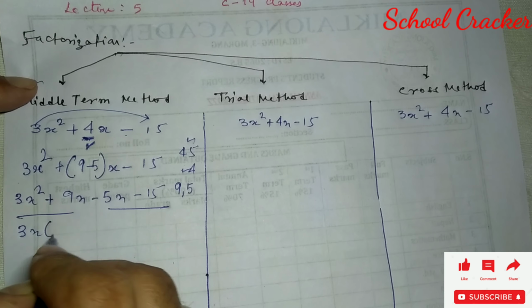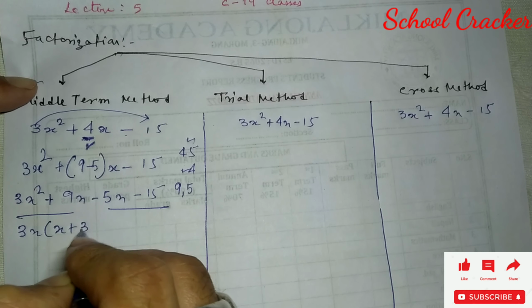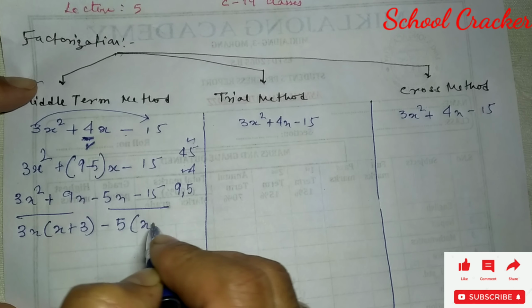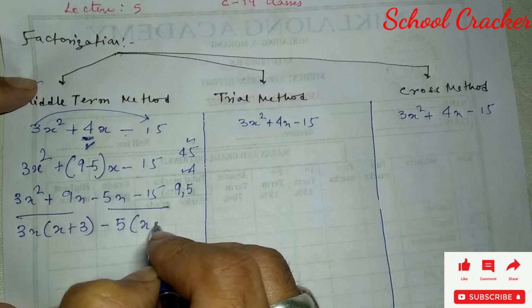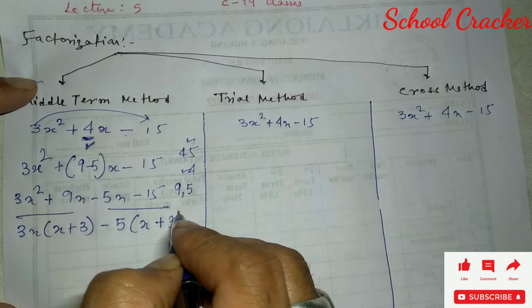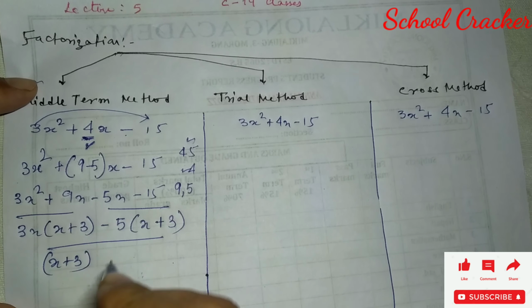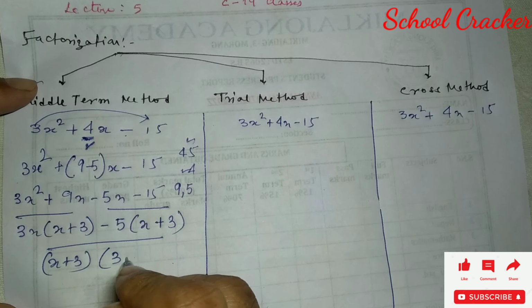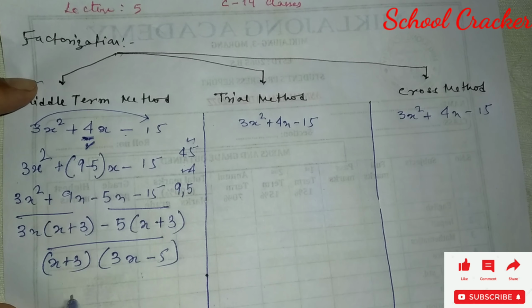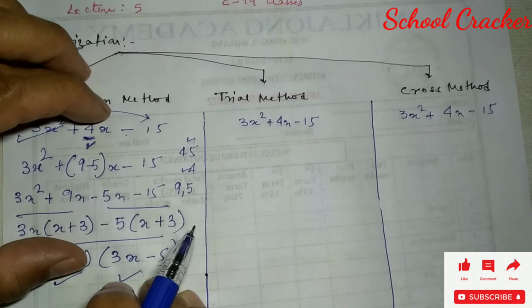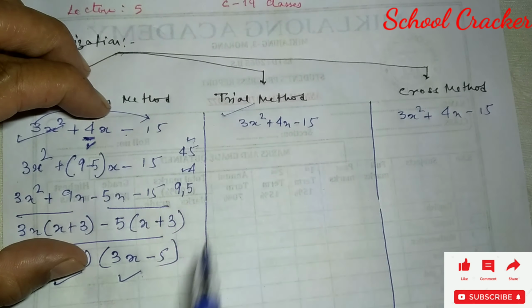Extract the common 3x. Whatever is left, write back. Minus 5 is the common, so x plus 3. From these two, the common is x plus 3, and whatever is left is 3x minus 5. So x plus 3 and 3x minus 5 are the factors of the given polynomial. Isn't that good? Now try the trial method.